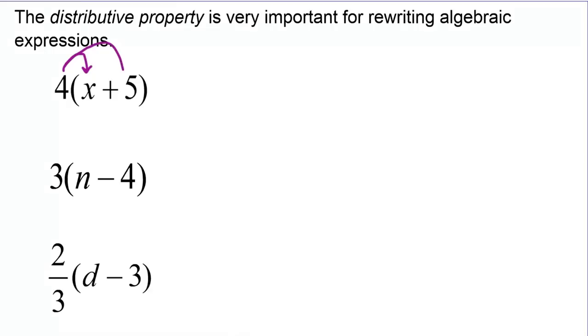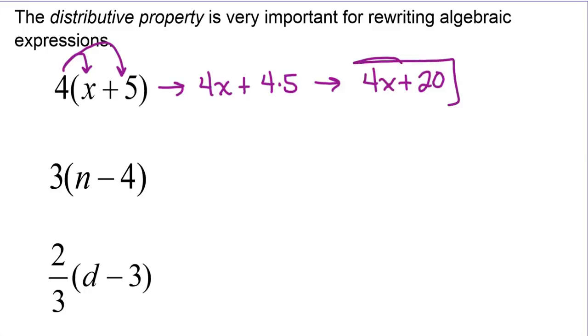So the distributive property says I can take everything in this sum times 4 first. So I can take 4 times x, which is 4x, plus 4 times 5, which is 20. So this expression becomes 4x plus 20. And now the parentheses are gone, and we would consider this maybe a little bit simpler version of that expression. These are equivalent expressions. Just now I have gotten rid of the parentheses. So this is a critical skill to know to get rid of parentheses in algebraic expressions.